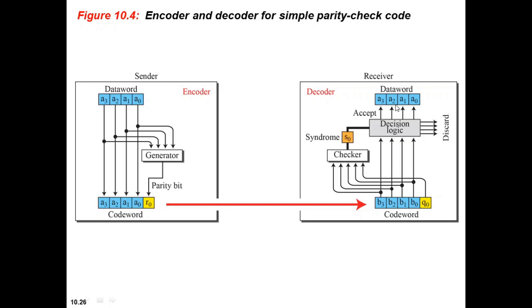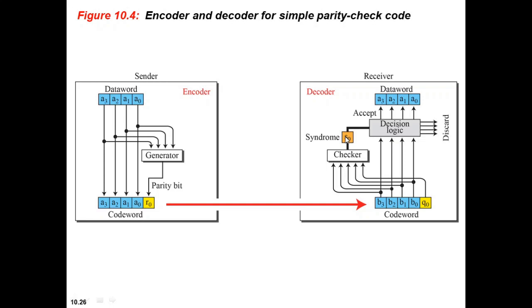I can accept the data. How do I accept the data? This is not my whole data, right? I have to remove this redundant bit. So remove the redundant bit and accept your data. Suppose the checker generates a syndrome and the syndrome value is 1. That means what I have got is errored information, that is corrupted data. So I have to discard it and ask the sender to resend.